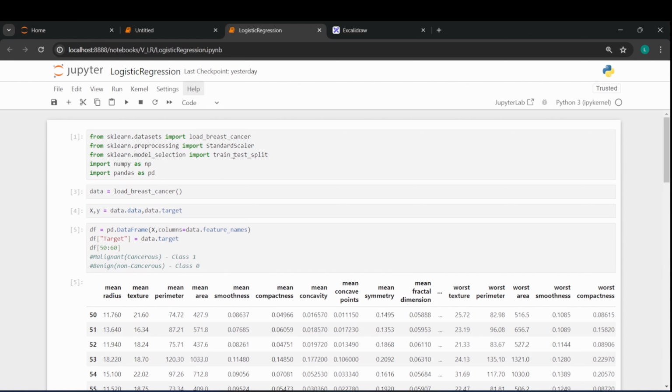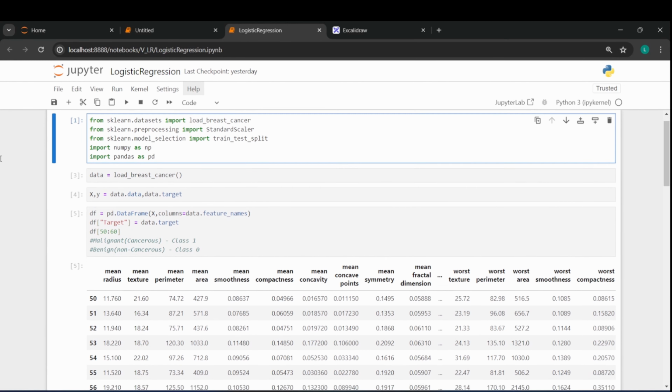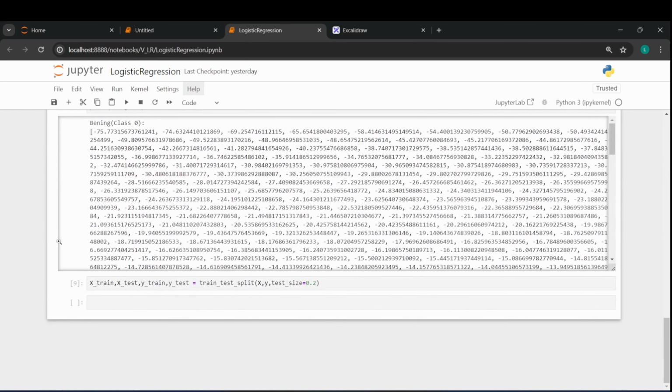Now I have imported the train_test_split from model_selection, which splits the data into training set and test set, and then I have split the data into training set and test set as follows. I have chosen test size as 0.2, meaning 80% of the data will go into the training set and the remaining 20% will go into the test set. Let's see how the training and test data look like.